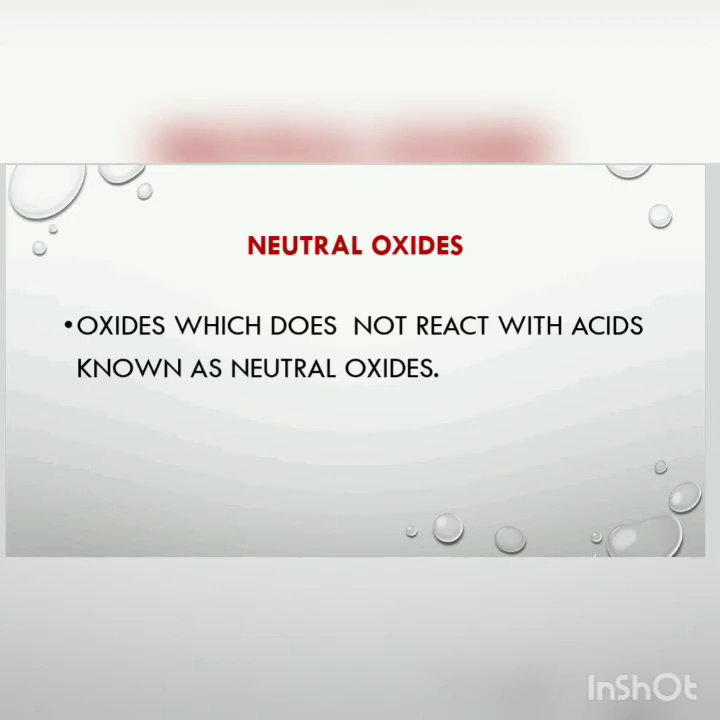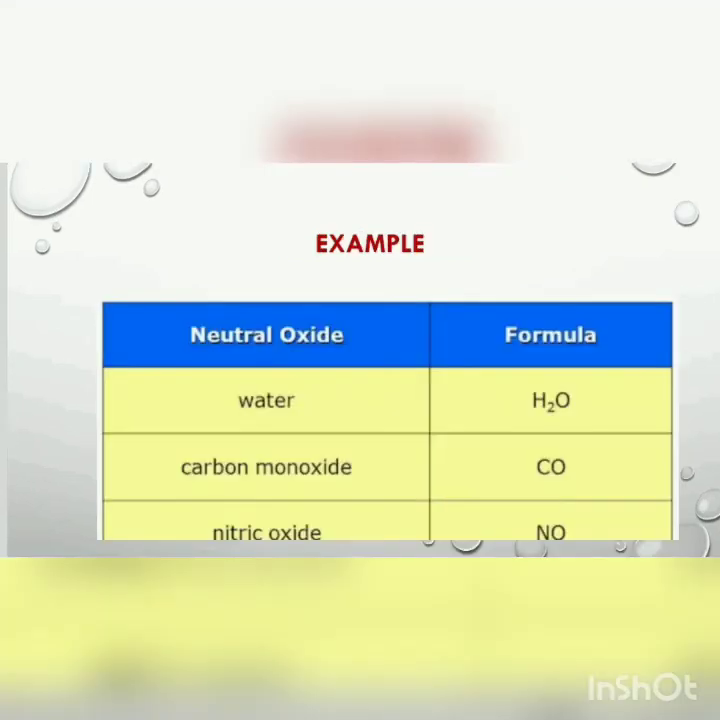And water is also one of the examples of neutral oxides, right? So what is the formula of water? You are right, H2O. Here in this slide, names and formulas are given for neutral oxides. The first one is water, that is H2O, the second one is carbon monoxide, that is CO, and nitric oxide is also one of the neutral oxides. The nitric oxide formula is NO.